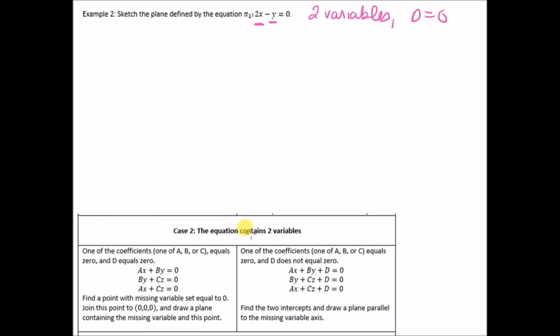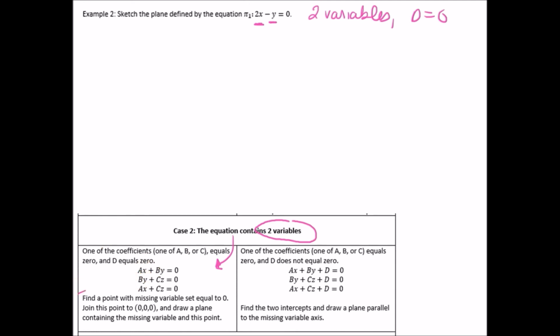Example 2. Sketch the plane defined by the equation 2x minus y equals 0. So if we think about this, we have 2 variables, and we don't have to carry anything over. So our situation is 2 variables and d equals 0 because we don't have that d value. So let's copy and paste our box. Here's the case. The equation contains 2 variables. We know that d equals 0, so we're going to talk about this first option right here. One of the coefficients, a, b, or c, equals 0, and d equals 0.